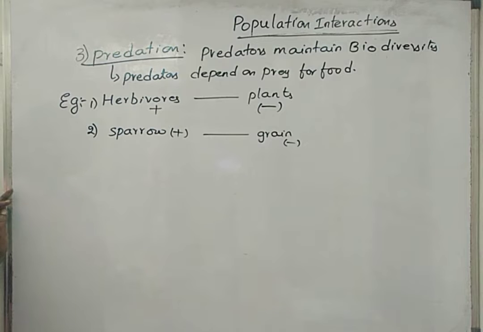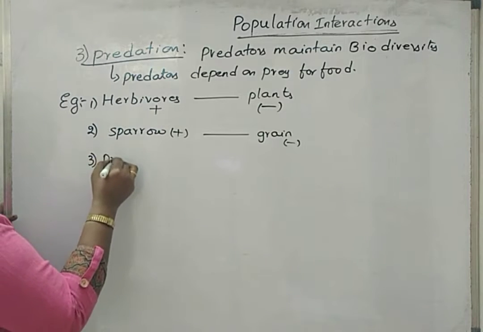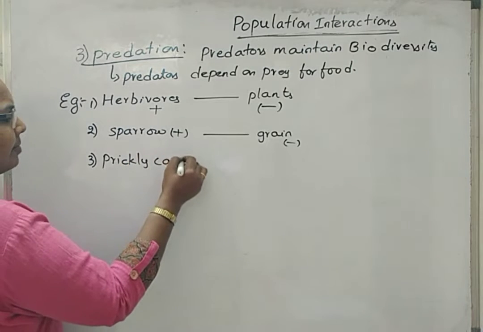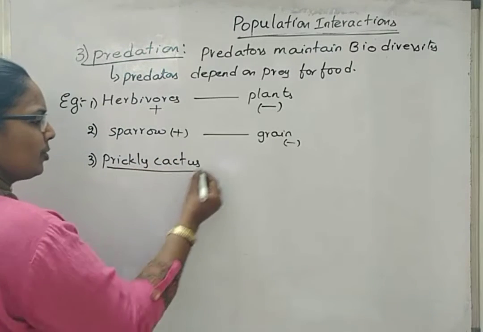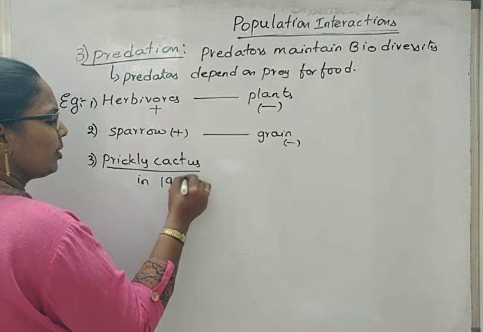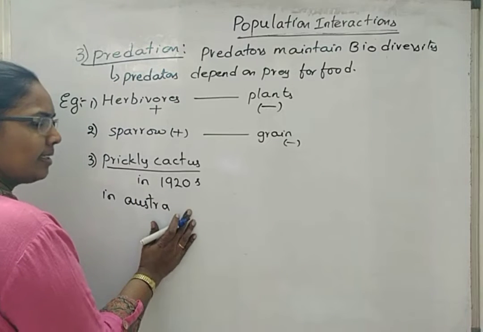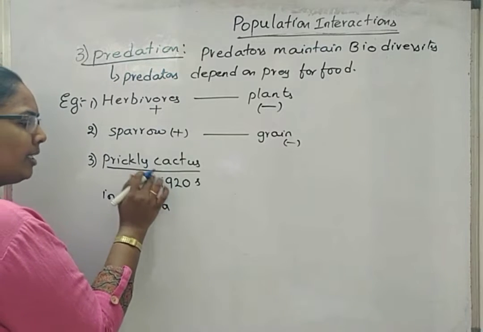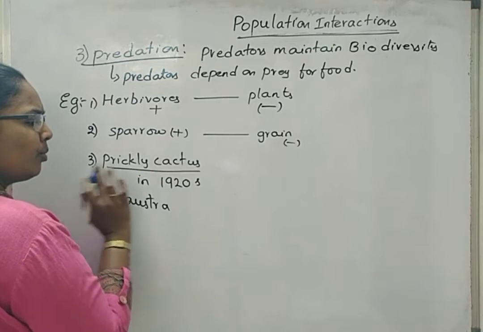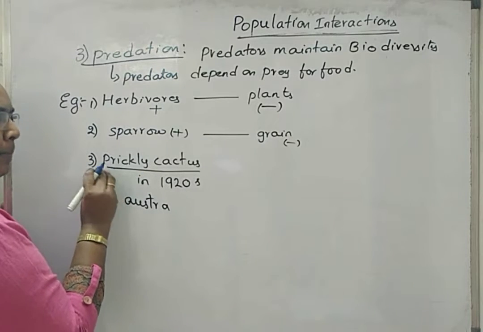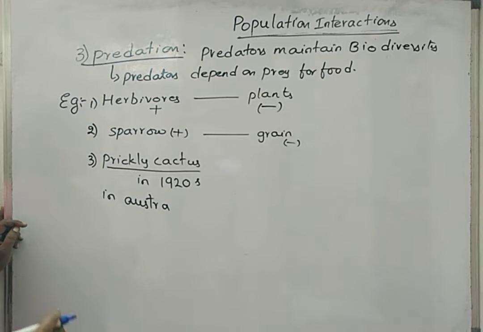Another example is prickly cactus. This was introduced in the 1920s in Australia. There was no local predator in Australia when this type of plant was introduced. At that time it became a big pest in population, and it started overtaking all the local species. At that time a moth was introduced, Cactoblastis cactorum. This type of moth was introduced to kill this prickly cactus.